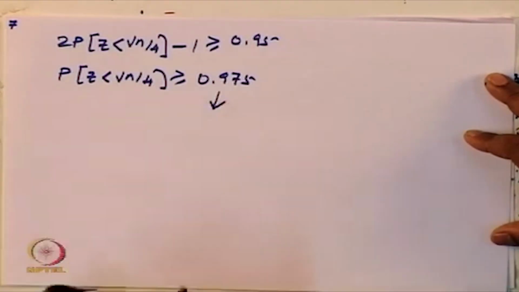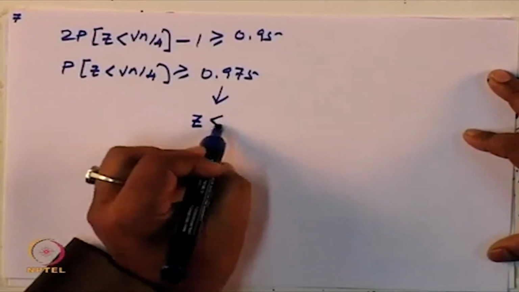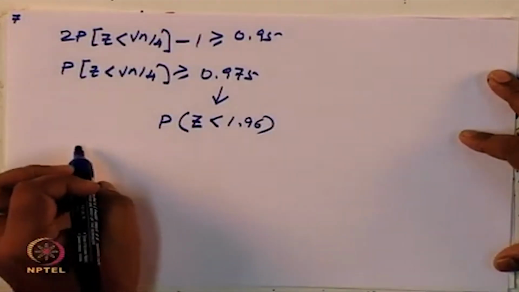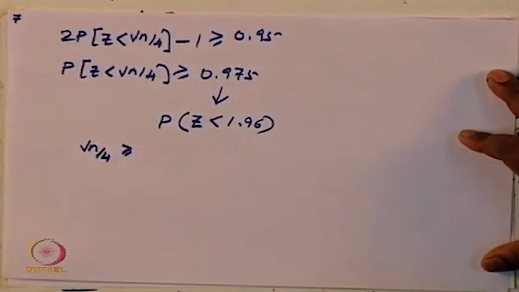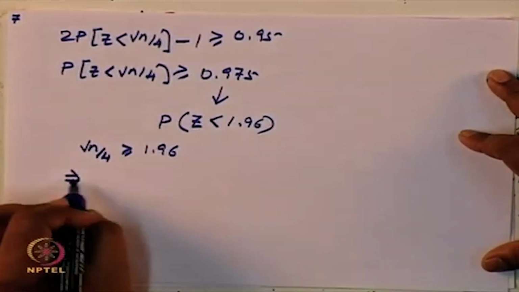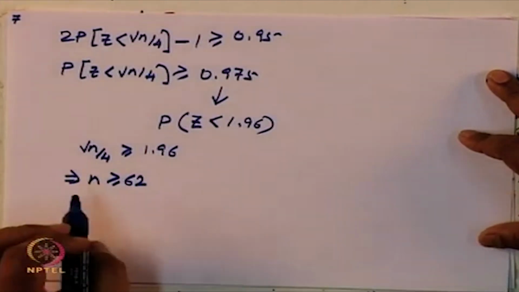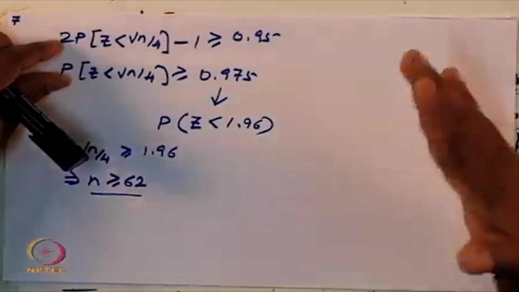From here you can look up the standard normal variable tables, and this comes out to be z is less than 1.96. So, then what I would need is root n by 4 must be greater or equal to 1.96, and this will give me n greater or equal to 62. So, this means that I need to measure 62 times and then average to be 95% sure that my error is less than 0.5 microns in terms of estimating the mean.